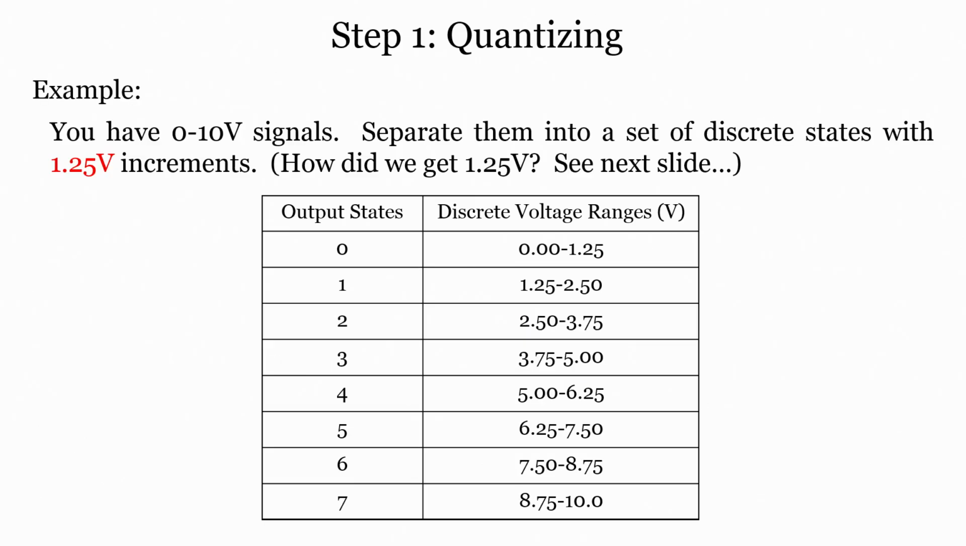Now, if I give an example, if you have a 0 to 10 volt signal, and you have to separate it into a set of discrete states with 1.25 volt increments, how did we get 1.25 volts?